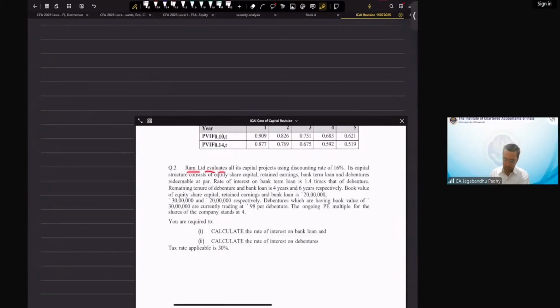RAM Limited evaluates all its capital projects using discounting rate of 16%. Its capital structure consists of equity share capital, retained earnings, bank term loan, and debentures redeemable at par.